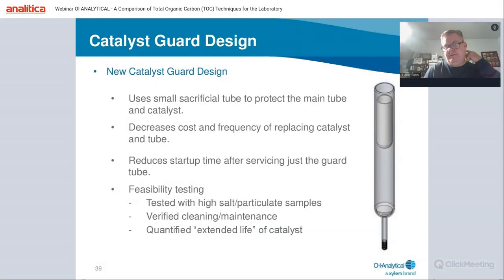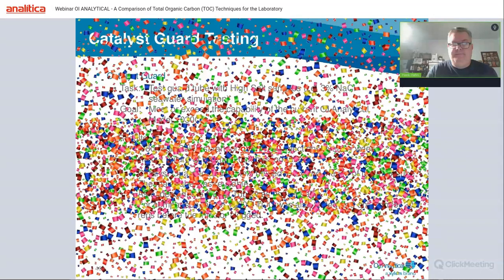This is the catalyst guard mentioned. It's a small sacrificial tube to protect the main tube and catalyst. It decreases the cost and frequency of replacing catalyst. For feasibility testing, we tested this with high salt particulate samples, verified cleaning and maintenance, and quantified the extended life of the catalyst with this apparatus.